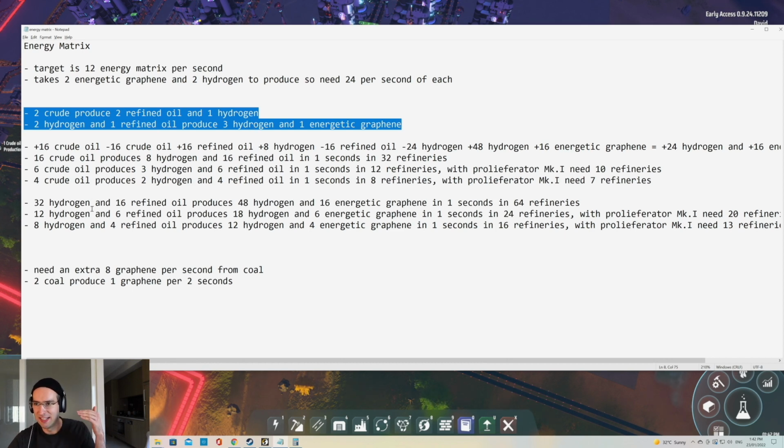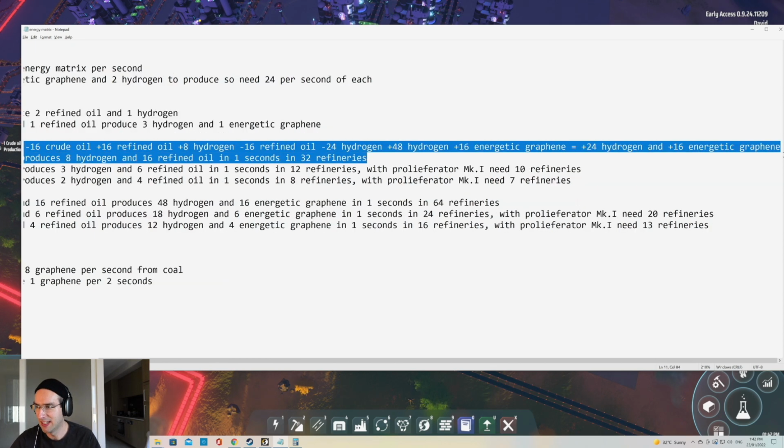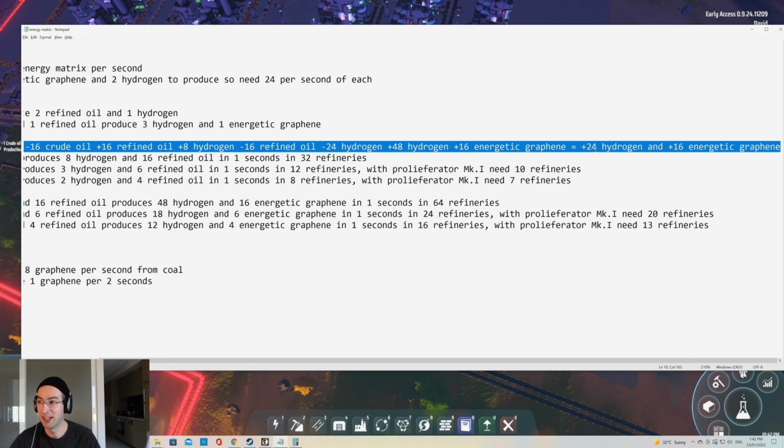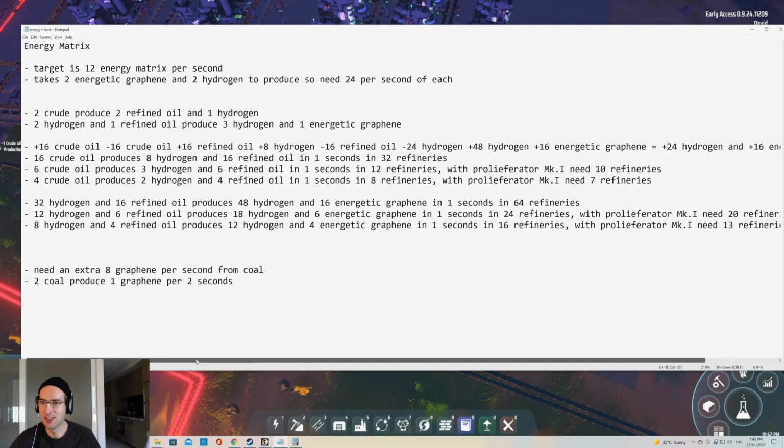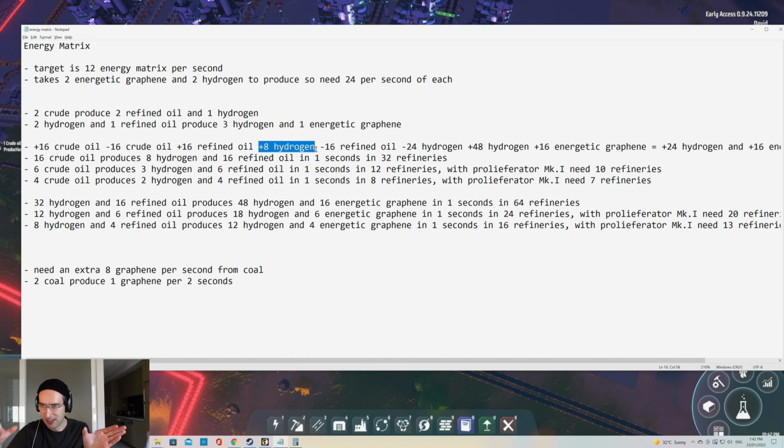And the way that I did it is going backwards, but we'll work through it going forwards, right? So what I wrote down here is essentially whatever it takes to get to 24 hydrogen, because I know I'm going to be short on energetic graphene, right? So the crude refining stage takes 16 crude oil in and consumes 16 crude oil, produces 16 refined oil and 8 hydrogen, right? So that's the crude oil to refined oil stage.